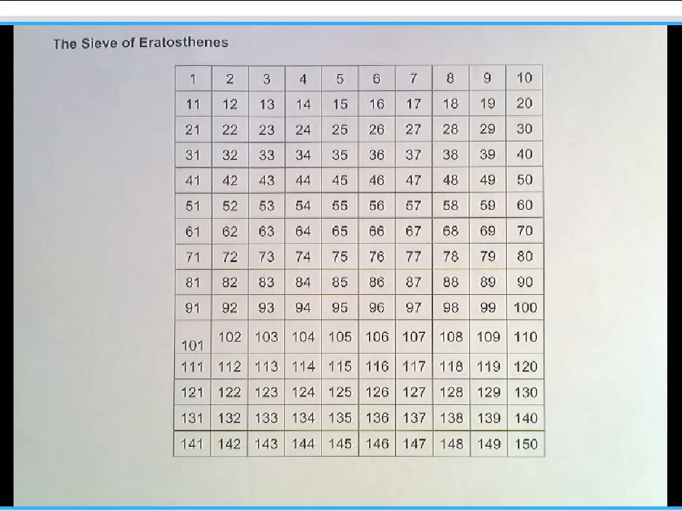The Sieve of Eratosthenes. That's what we're going to look at next. And I'm sure this is probably something you've never seen before. The Greek mathematician that's credited with this is Eratosthenes. So first of all, let's talk about what a sieve is.